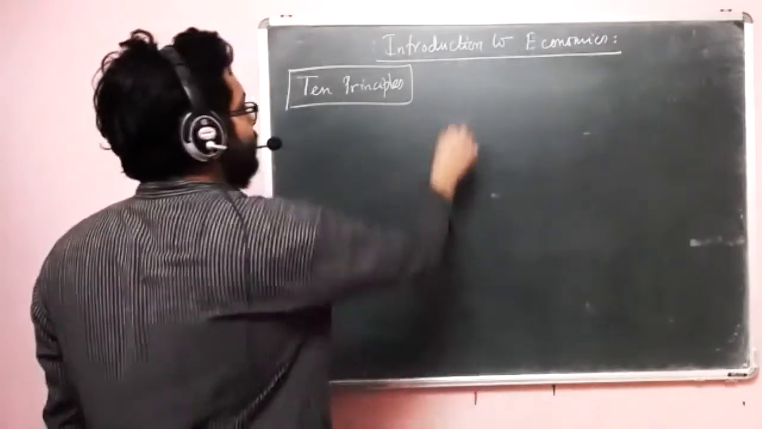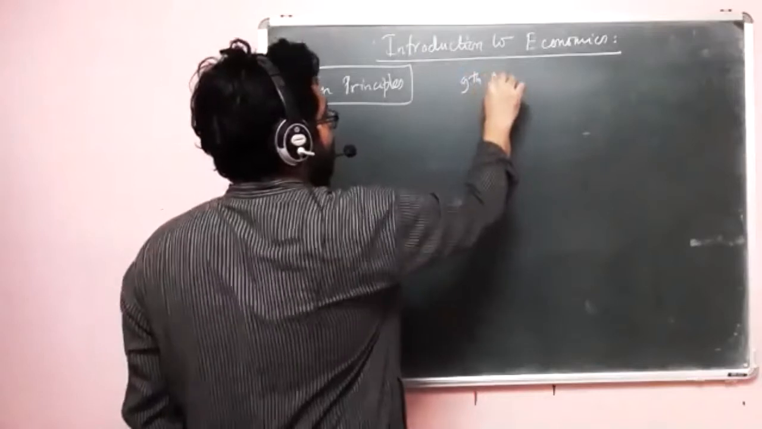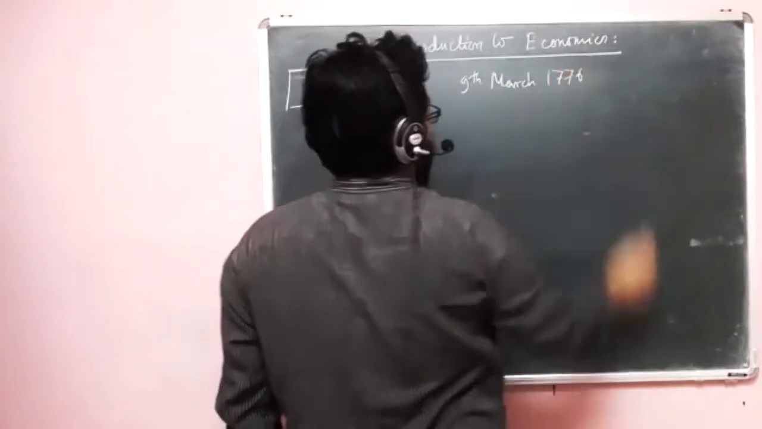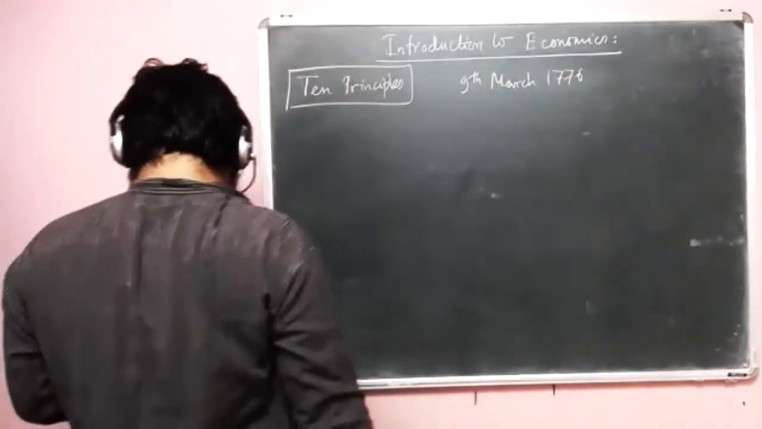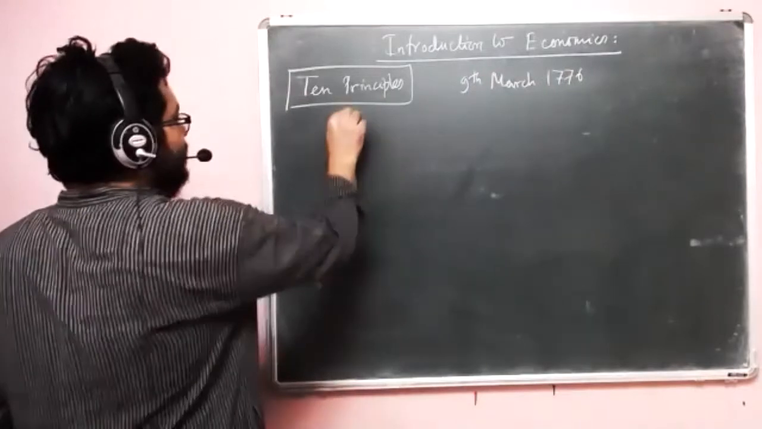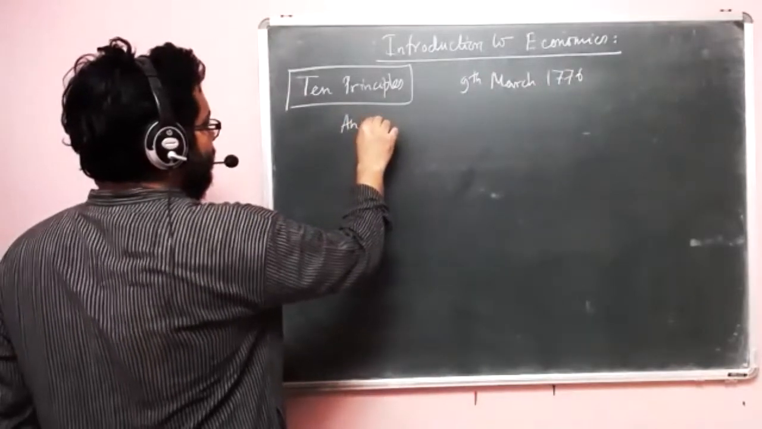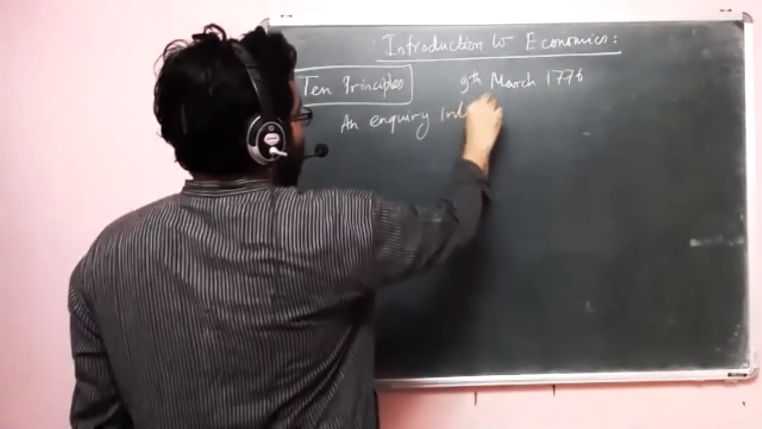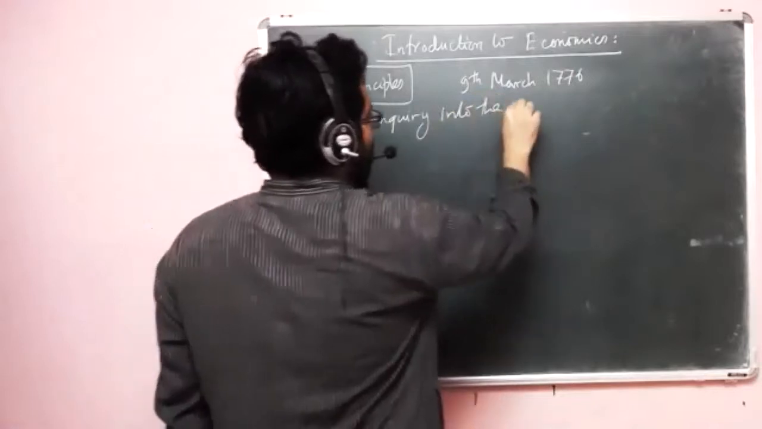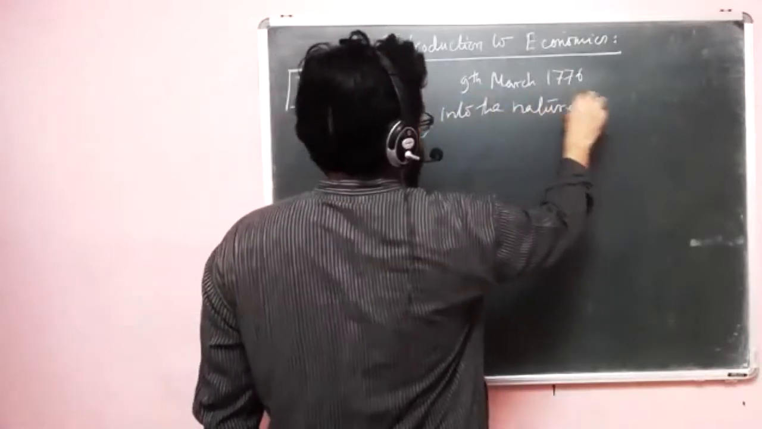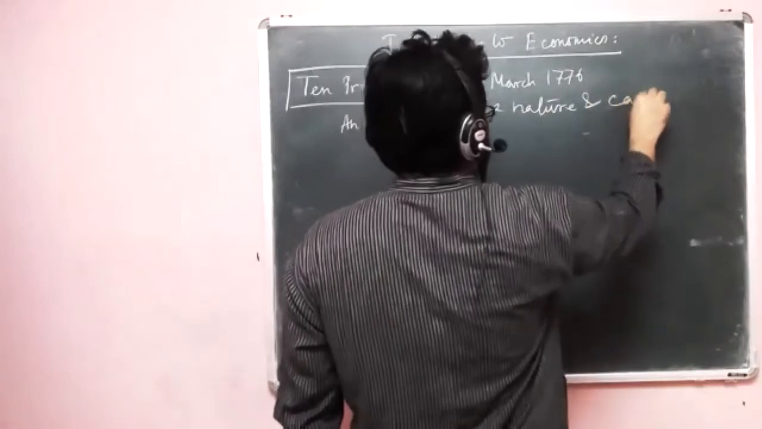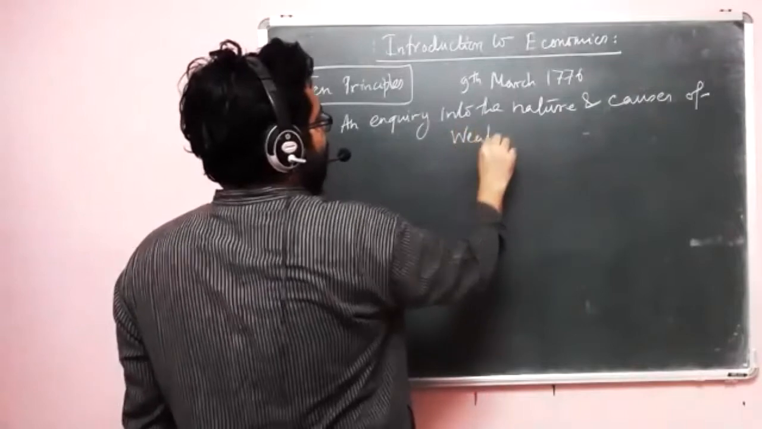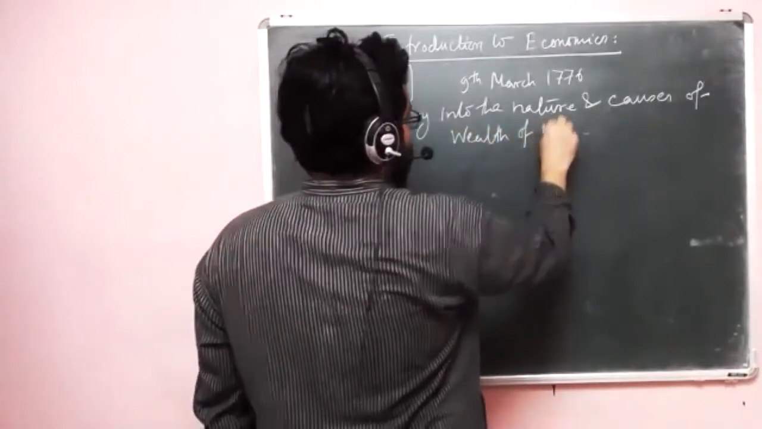So, on 9th March 1776, a book was published which later became famous. It is An Inquiry into the Nature and Causes of the Wealth of Nations.